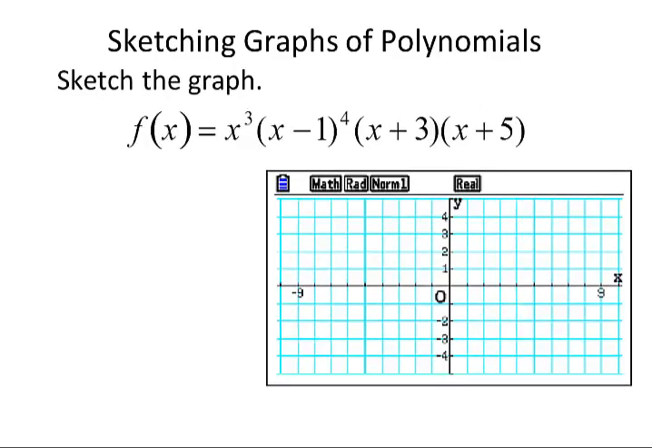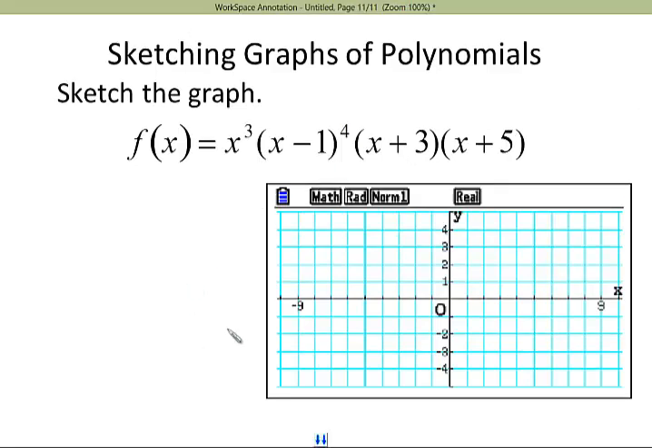Here's a nice one. See if you can do this. This is awesome if you can do it. If you can do it, I'd be impressed. If you want to pause it here and try it, I'm going to do it now, so I hope you've tried it.